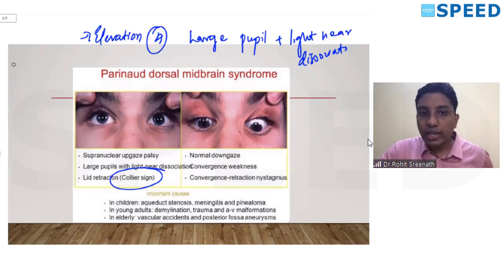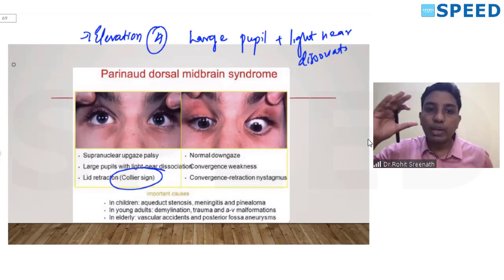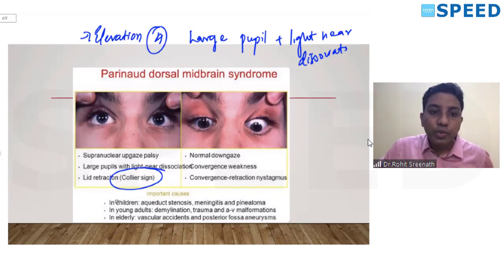So supranuclear gaze palsy, light near dissociation, convergence weakness, convergence retraction nystagmus, and upper lid retraction, also known as Collier sign. So these are the features of Parinaud syndrome. Parinaud syndrome, you have to remember what are the important causes in children, what are the important causes in adults.